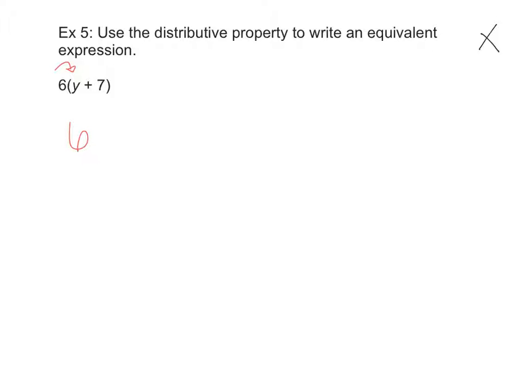Hopefully that made sense. So 6 times y is 6y. Whoops, sorry. 6 times y. And then I'm going to have 6 times 7. That was supposed to be a 6. Told you guys it's late today. 6 times 7. And then I look back to my operation inside the parentheses. I was adding them together. So now I have 6 times y plus 6 times 7.